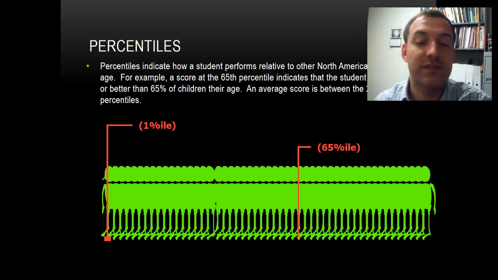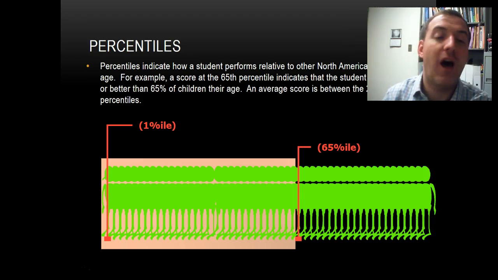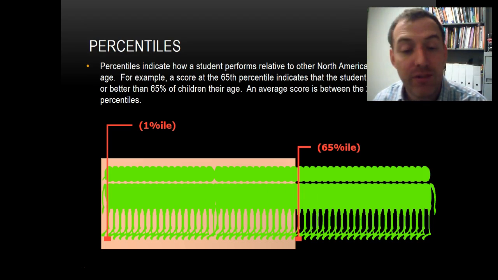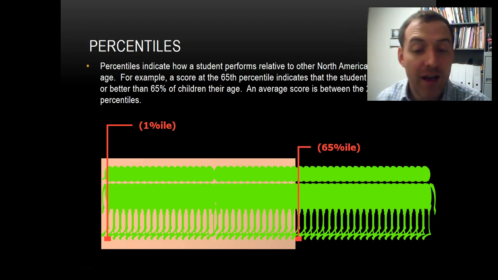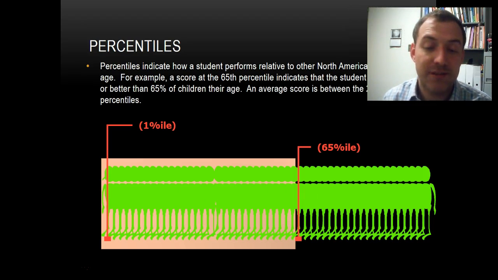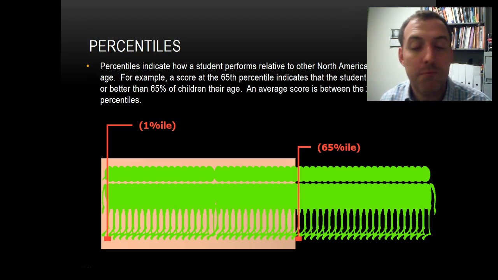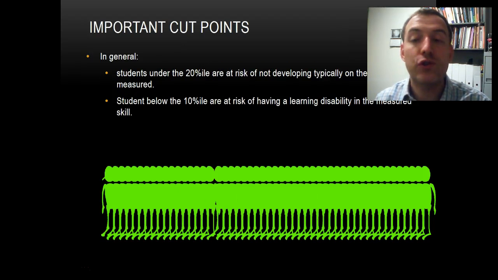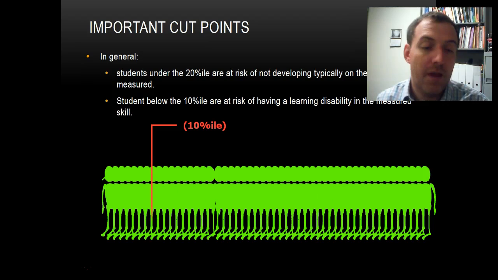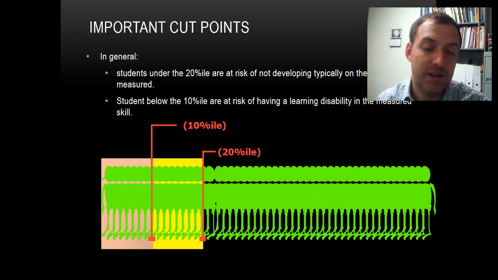But if I scored at the 65th percentile, that means I did as well or better than 65 out of, let's say, 100 kids. So I'm at the 65th percentile. I did as well or better than 65% of the students that were measured to create the norms for this test. When it comes to cut points, there are 2 cut points that are really important. The first is the 10th percentile, and the second one is the 20th percentile.